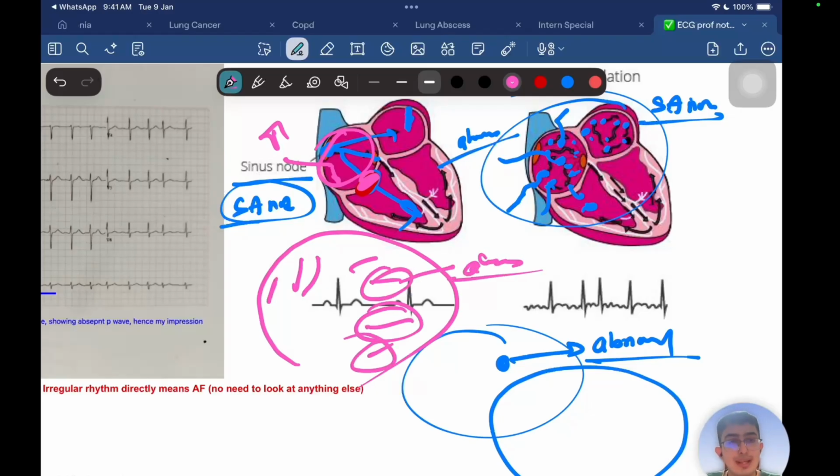Okay, so the bottom line is if the cardiac tissue is abnormal, stretched or damaged due to any cause, then it will start producing abnormal electrical activity. Does that make sense? So when you understand it like that, then you can remember the causes of atrial fibrillation.